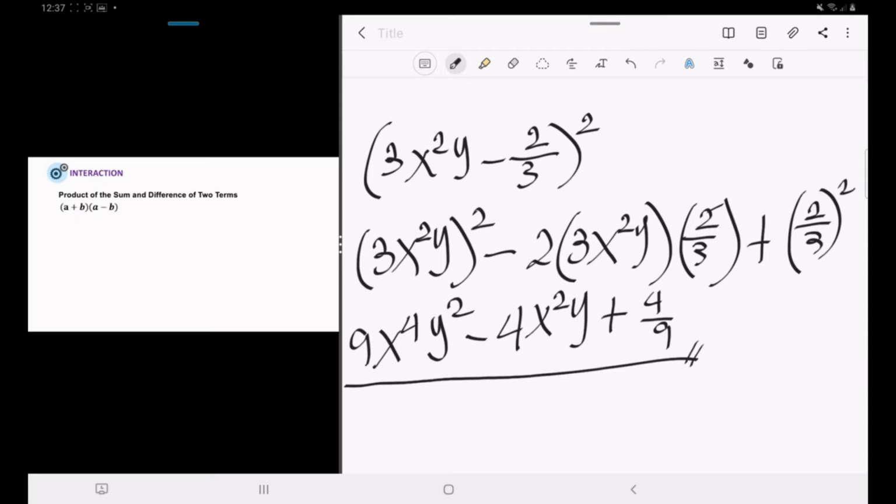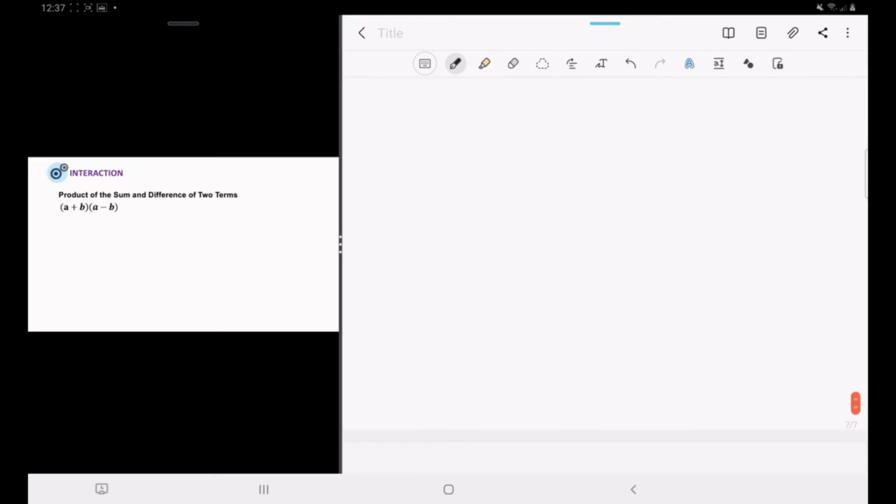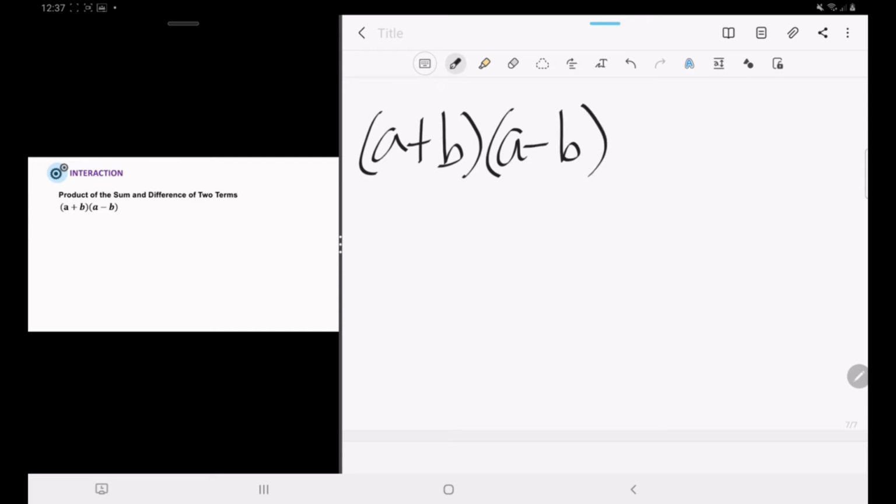Another special product is the product of the sum and difference of two terms. Again, let's try to solve a plus b times a minus b using the FOIL method. Take note on the name, product of the sum and difference of the same two terms. The first terms of the two binomials are both a, while the second terms are both b. One binomial is sum, the other is difference. So it's product of the sum and difference of two terms.